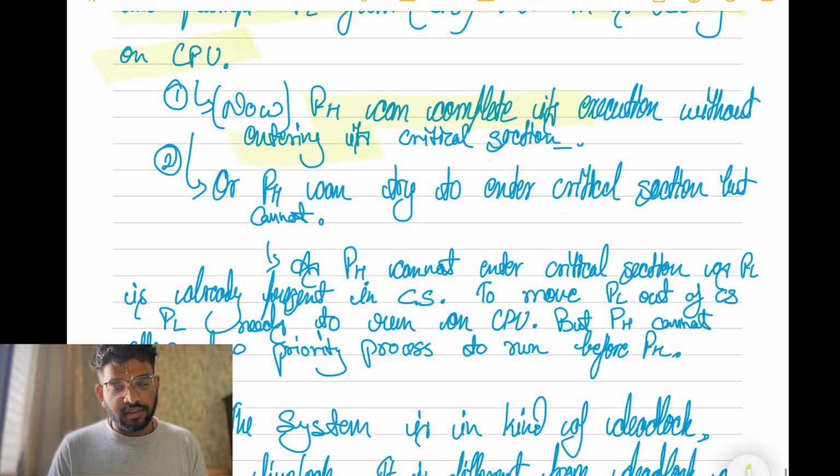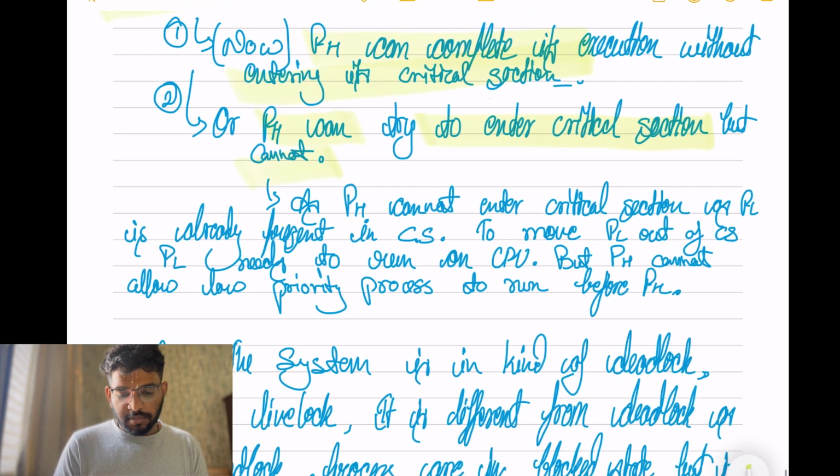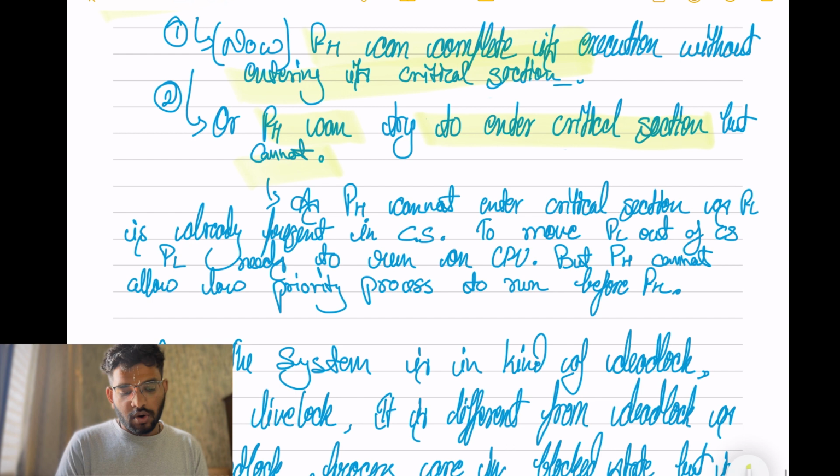If it doesn't enter the critical section, there will be no problem at all, but if PH, the high priority process, tries to enter the critical section, it cannot. PH wants to execute the critical section part of the program, but it cannot. Why? PH cannot enter the critical section as PL is already present in it. To move PL out of the critical section, PL needs to run on the CPU, but PH will not allow the lower priority process to run before PH.